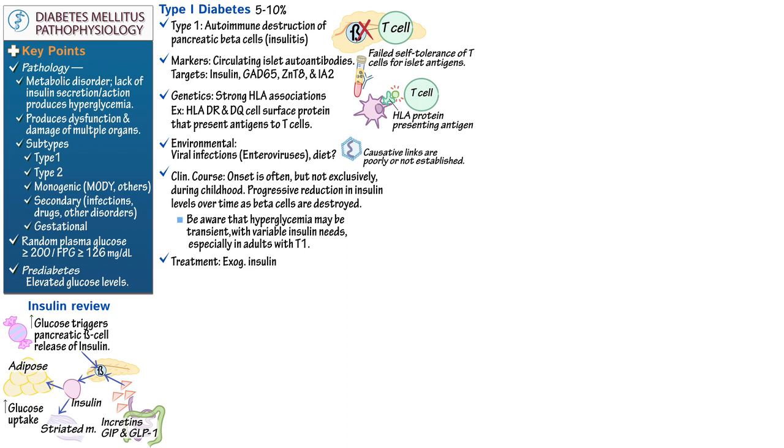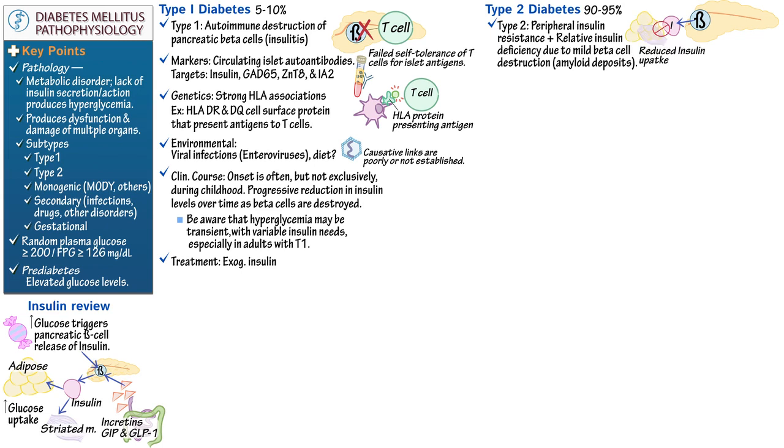This type is very rare. Next, let's learn about type 2 diabetes, which accounts for the majority, 90 to 95% of all diabetes. Indicate that type 2 diabetes is characterized by peripheral tissue insulin resistance and relative insulin deficiency due to mild beta cell destruction caused by amyloid deposits.